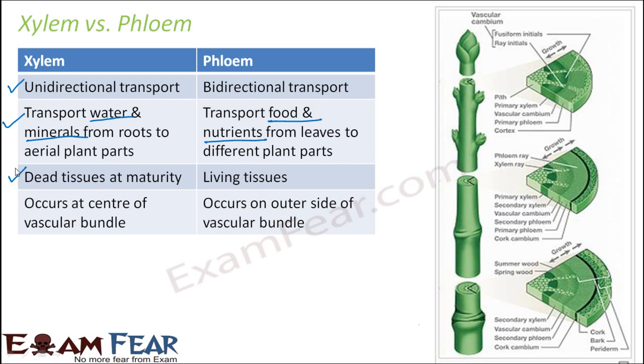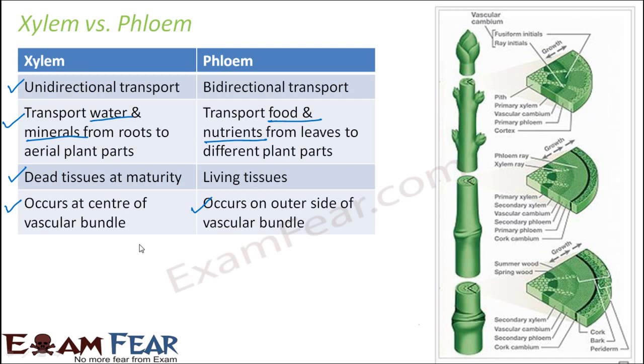Xylem is mostly dead tissue except xylem parenchyma, whereas phloem is mostly living tissue except phloem fibers. So in xylem, out of 4 elements, 3 are dead, whereas in phloem, out of 4 elements, 3 are living. Xylem occurs at the center of the vascular bundle. Phloem occurs on the outer side of the vascular bundle.